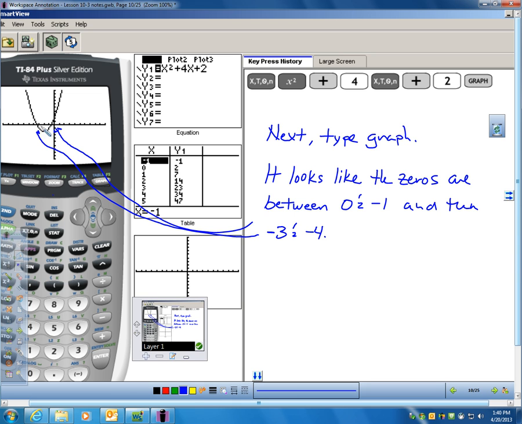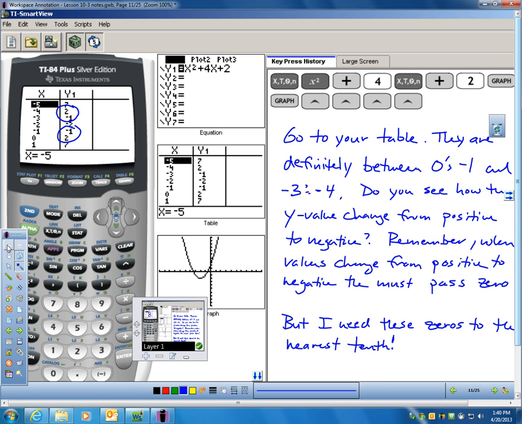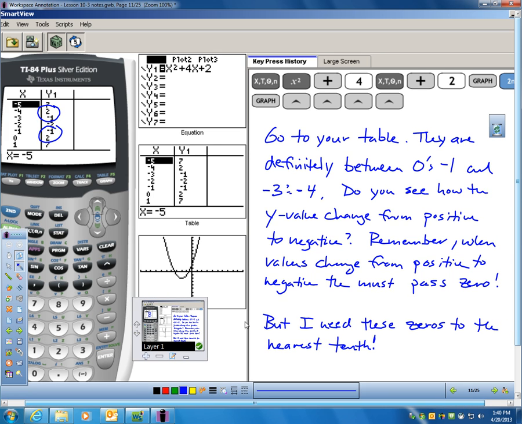But you notice these don't look like they're right on integers. It looks like one solution, like right here, would be between 0 and negative 1. And over here, it looks like I'm between negative 3 and negative 4. Okay, so how am I going to figure out what these are to the nearest tenth? Well, what we need to do, first of all, is we need to go to our table. If you go to your table, you'll notice the solutions are definitely in between 0 and negative 1 and negative 3 and negative 4 like we predicted.